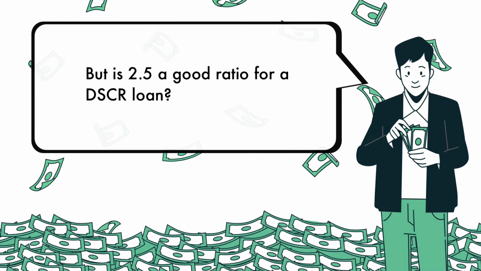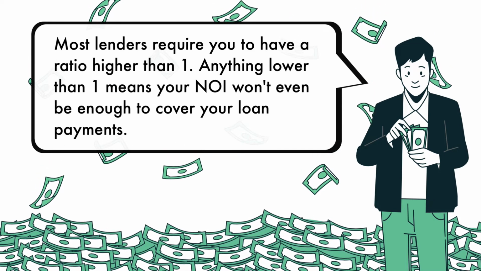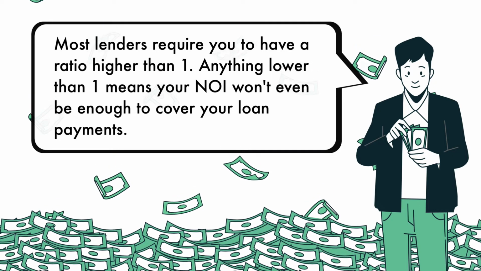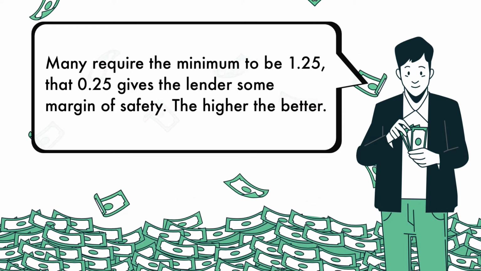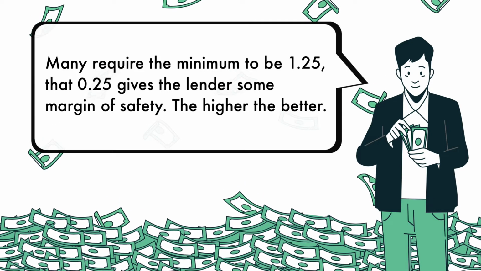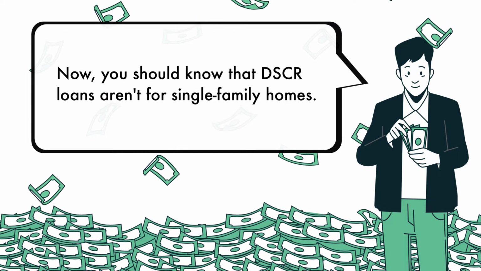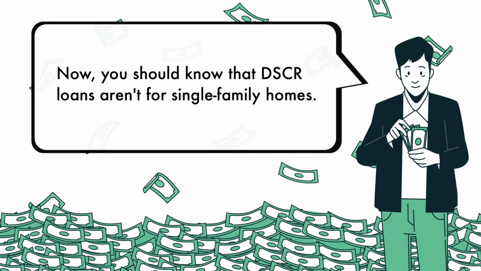But is 2.5 a good ratio for a DSCR loan? Most lenders require you to have a ratio higher than 1. Anything lower than 1 means your NOI won't even be enough to cover your loan. Many require the minimum to be 1.25. That 0.25 gives the lender some margin of safety. The higher, the better. Now, you should know that DSCR loans aren't for single-family homes.